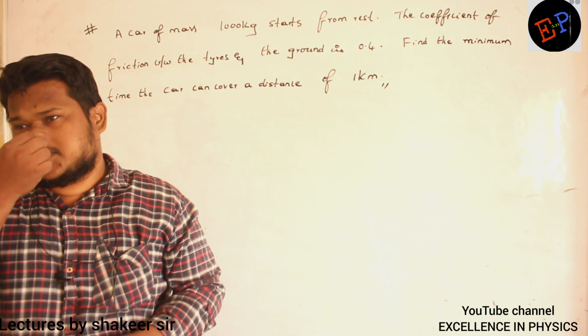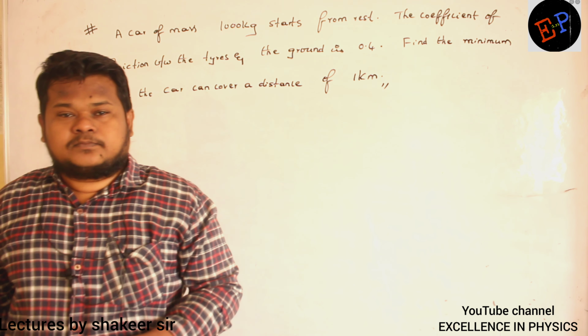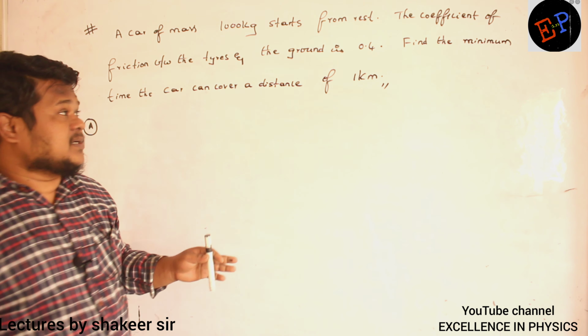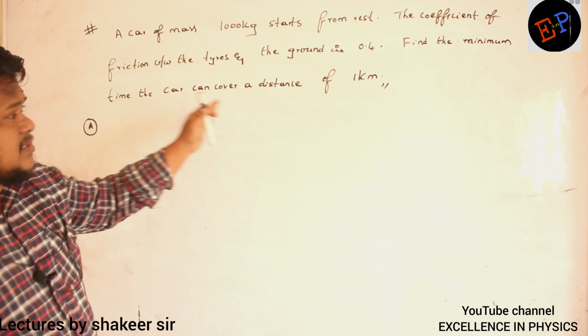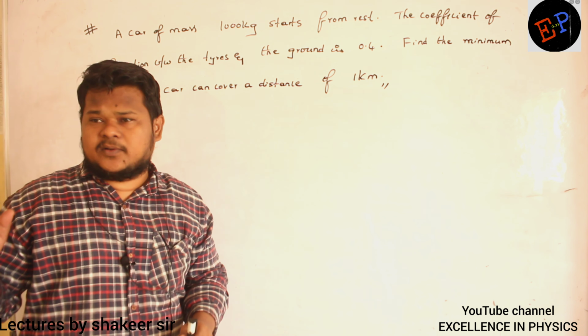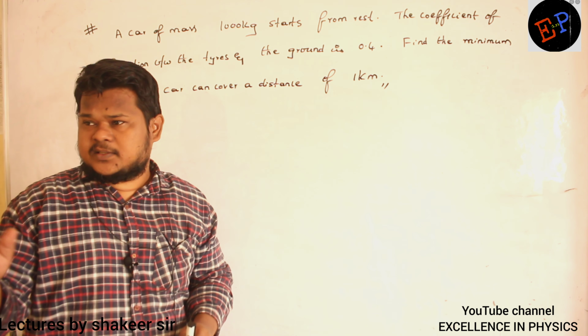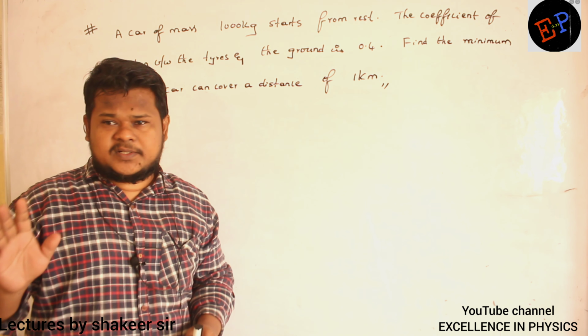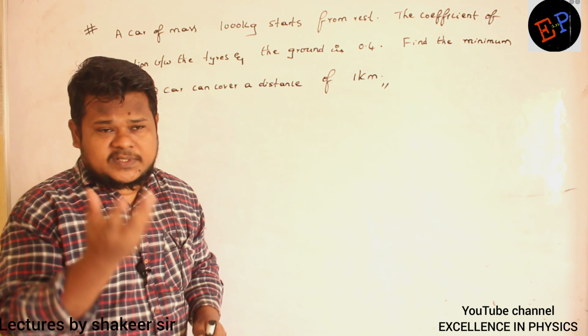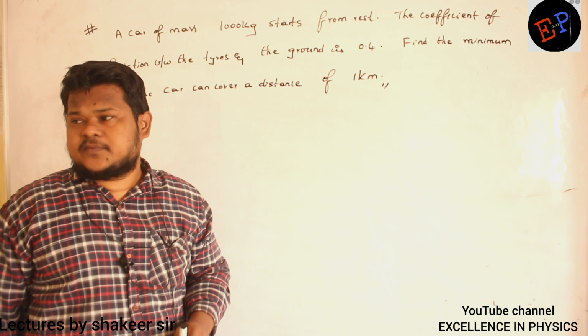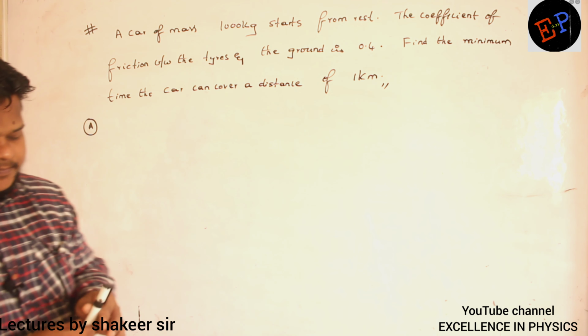How can I answer this question? It means that in less than this time the car cannot cover 1 kilometer. Intakanna takku time lo cover cheyadam sadhyamu avvadu. Are you able to understand? So what is that minimum time in which this car can cover a distance of 1 kilometer? How can I answer?